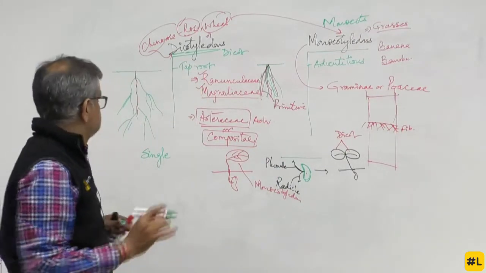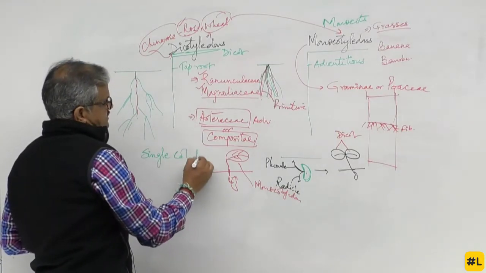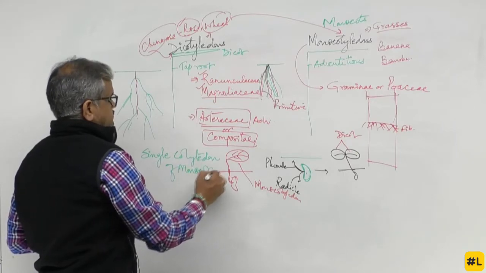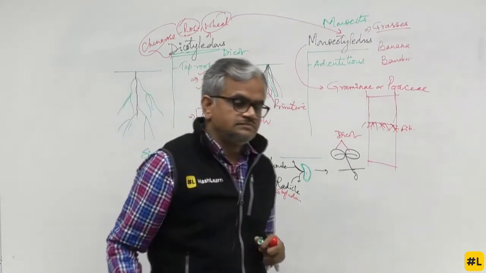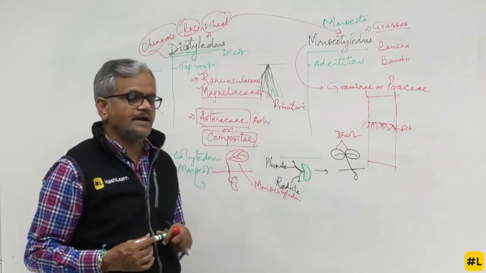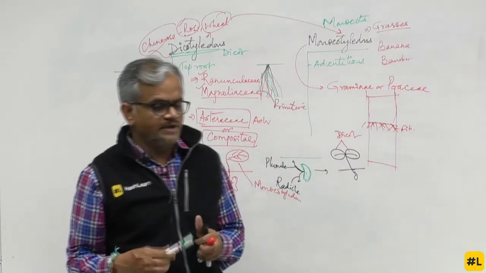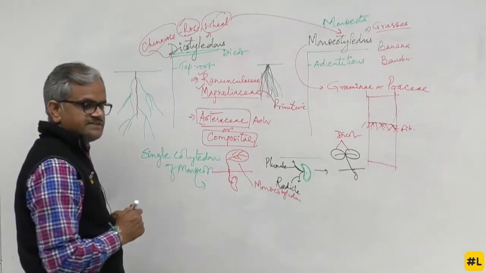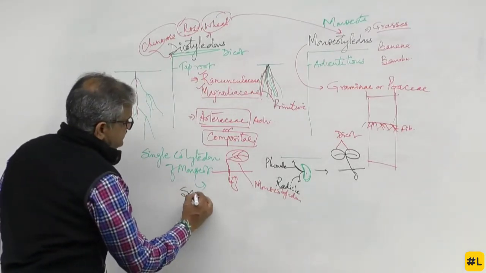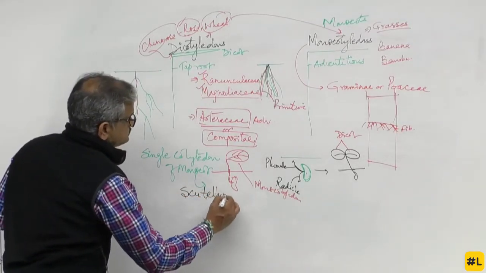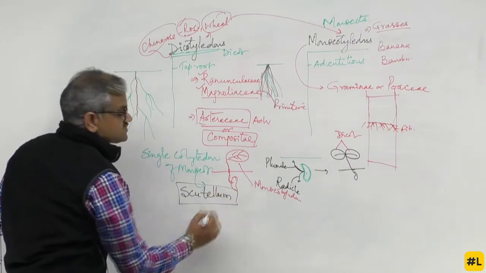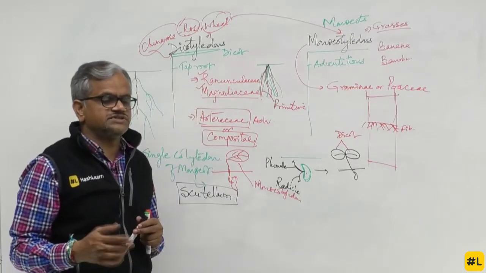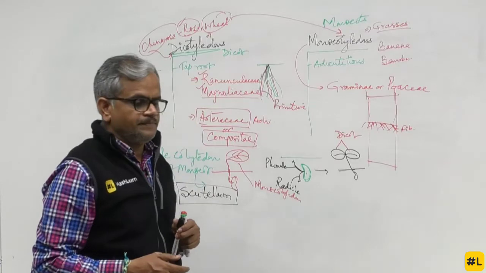So, when I say this, the single cotyledon of monocot is called as, anybody can give a try? Nobody? Try, let me see. Okay. I know it is a little bit heavy for you people, it is scutellum. Scutellum is the single cotyledon of monocots, right?